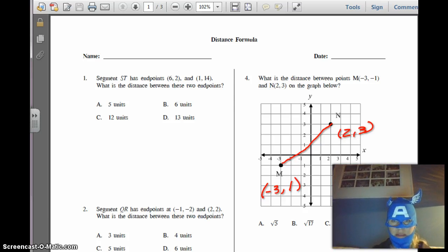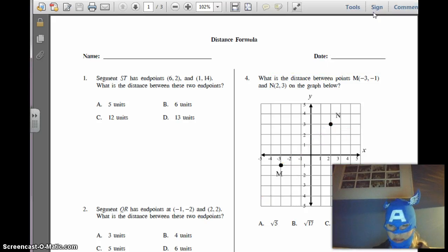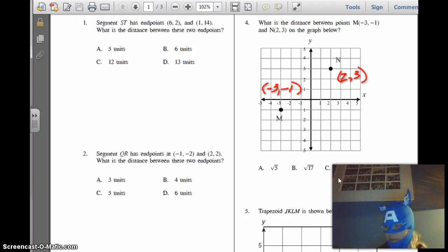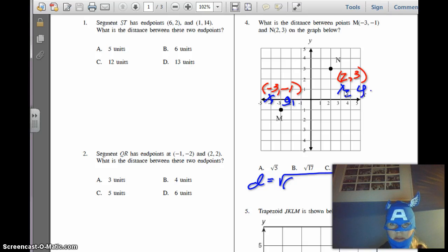So let's do this. So I'm going to use my distance formula. So we have the square root, and then let's see, let's make this one x1, y1, and it really doesn't matter which order you do this. I could make this x1, y1, x2, y2, it doesn't matter as long as you identify one as one of them.